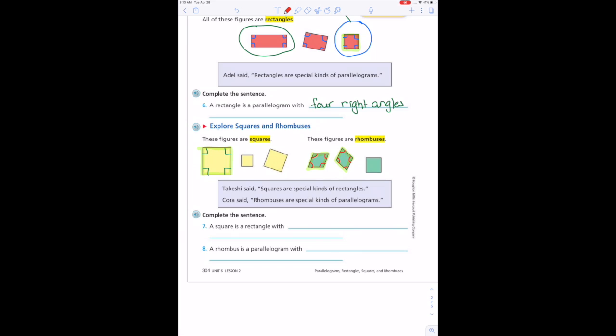So, a rhombus is a parallelogram with equal sides. So, like in this case, this shape, let me circle it. This shape would be a parallelogram.